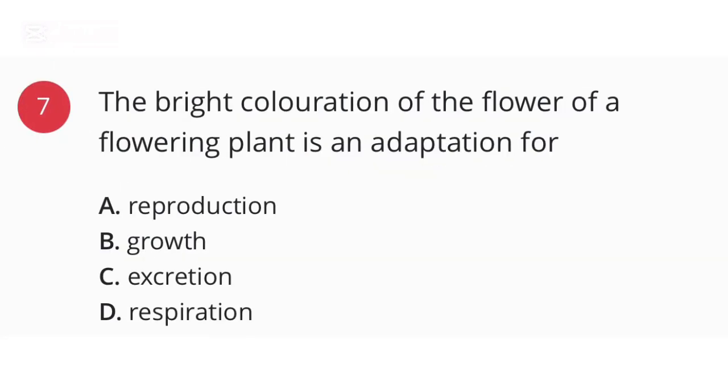The bright coloration of the flower of a flowering plant is an adaptation for A. Reproduction, B. Growth, C. Excretion, D. Respiration. The answer, of course, is not growth, is not excretion, is not respiration. The correct answer is reproduction. Alright, the bright coloration of this flower helps for pollination to attract insects. So the answer is reproduction.